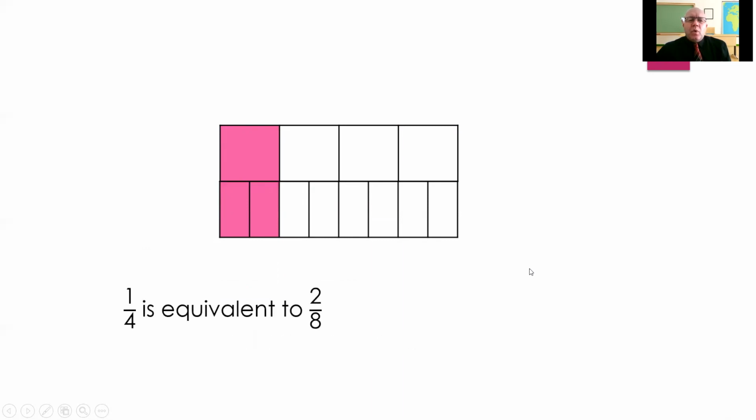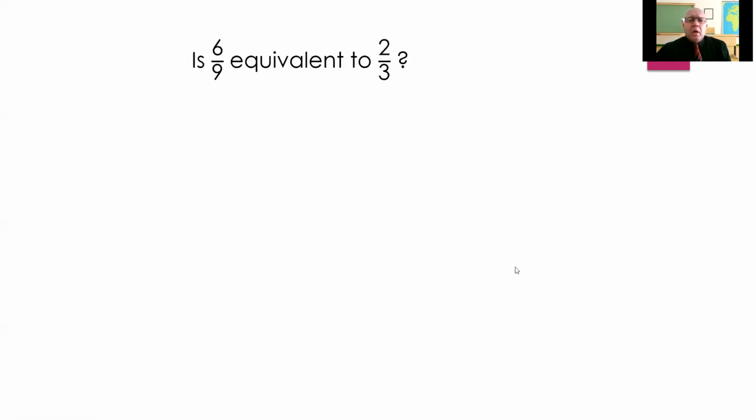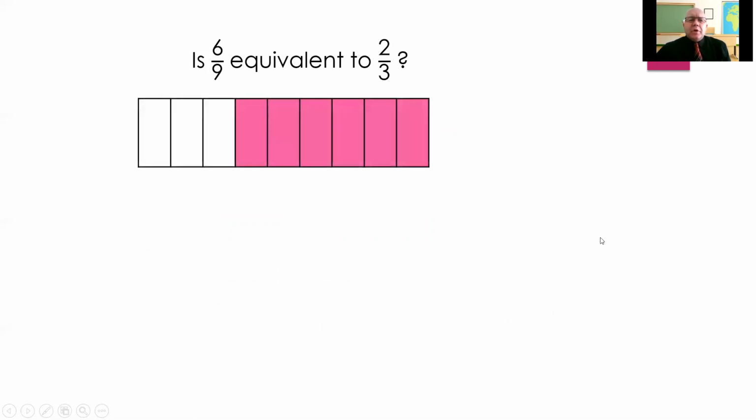Okay, so that means that 1/4 is equivalent to 2/8. It's equal to. Or, looking at it the other way, 2/8 is equivalent to 1/4. So a question for you, is 6/9 equivalent to 2/3? Let's have a look.